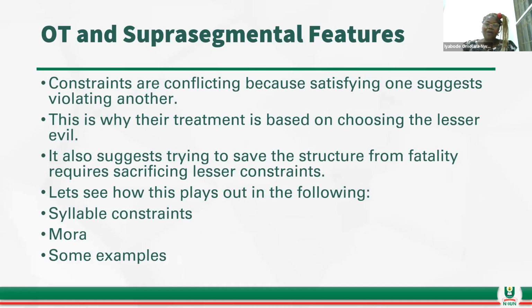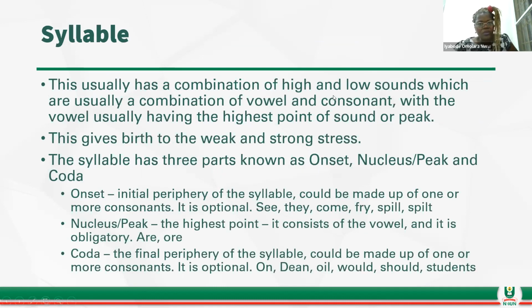Okay, so constraints and conflict. The issue of constraints: they conflict because when one constraint satisfies what the rule says, the other one is probably going to violate it. And that is why you see now that you kind of do a choice between the lesser evil. Now it also suggests trying to save the structure from fidelity and requires sacrificing lesser constraints. But let's look at how this plays out, and we look at the syllable constraint, we look at moral, and then I don't know if I can look at the examples, then we'll take them.